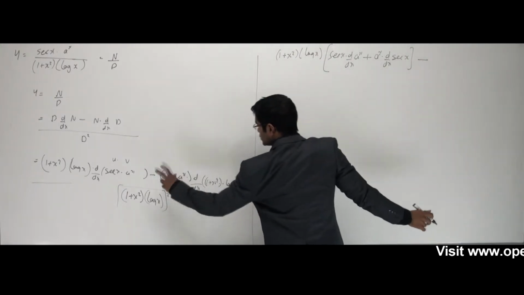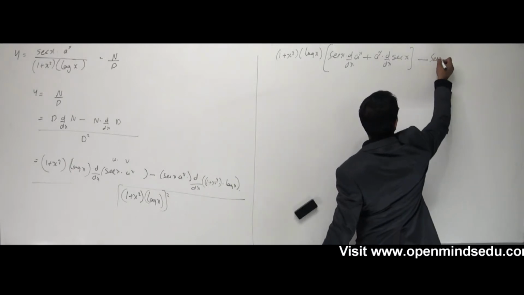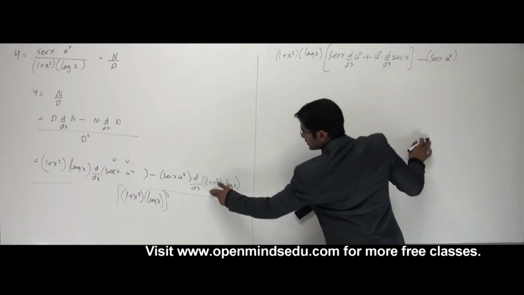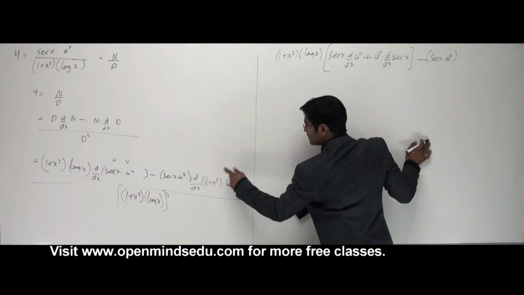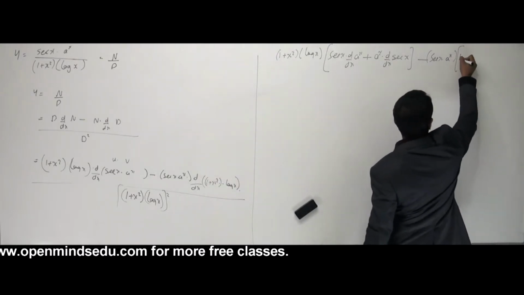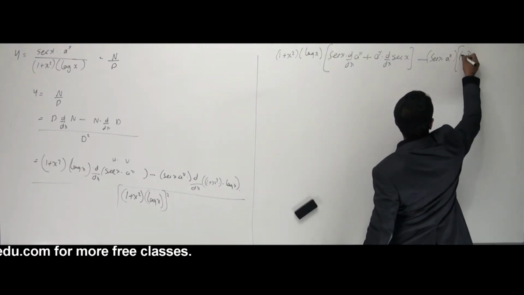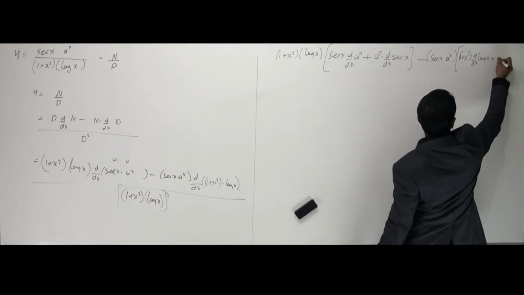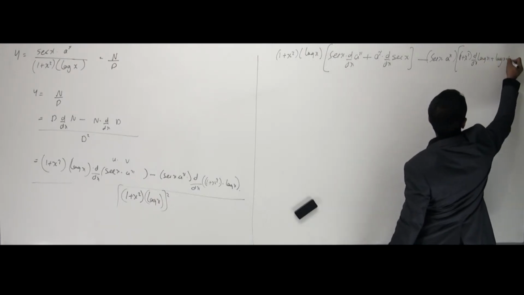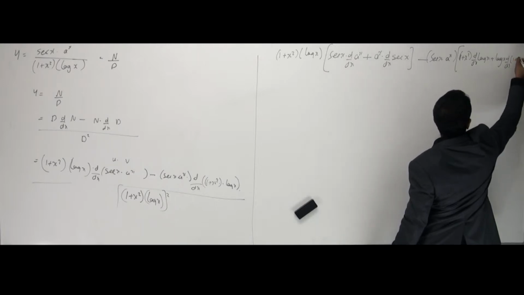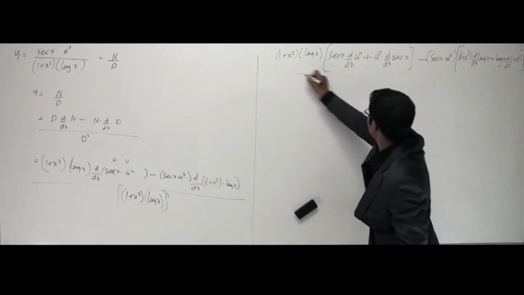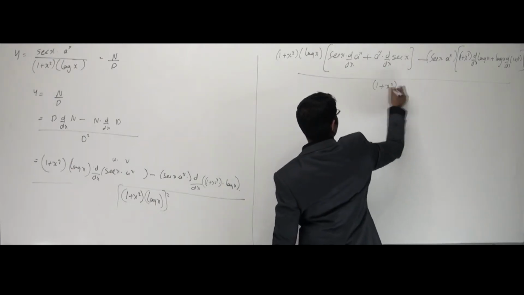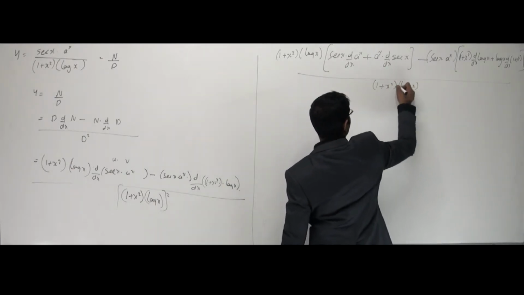Minus, here there is no differentiation sign, so I'll write secant x into a power x, and I'm differentiating these two functions, 1 plus x squared and log x. There are two functions, so I can use the u and v rule here again. Let's open a bracket: 1 plus x squared, the first function, differentiate log x, plus log x, and differentiate 1 plus x squared. Okay, that's what it is. Now the whole thing is divided by the denominator squared, that is 1 plus x squared into log x, the whole squared.